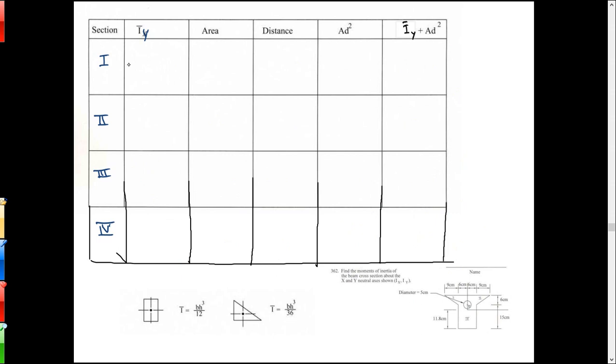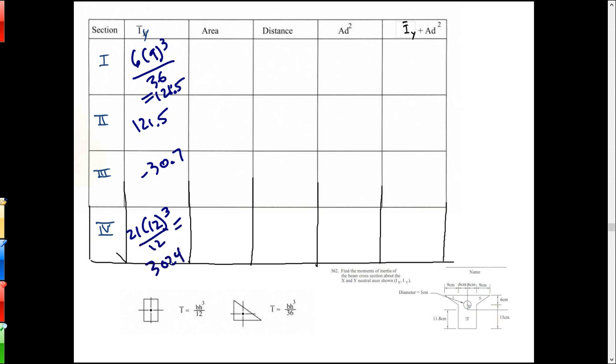This is 6 times 9 cubed over 36. So that's 121.5, 121.5. So you switch the base and the height. So this will be 21 times 12 cubed over 12. For this rectangle, it's 3024.